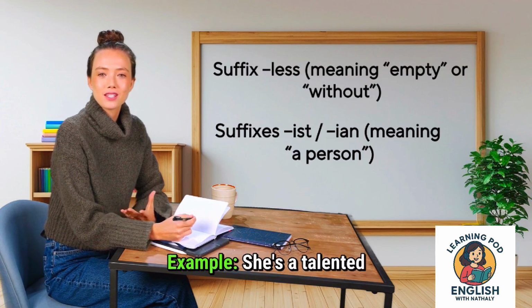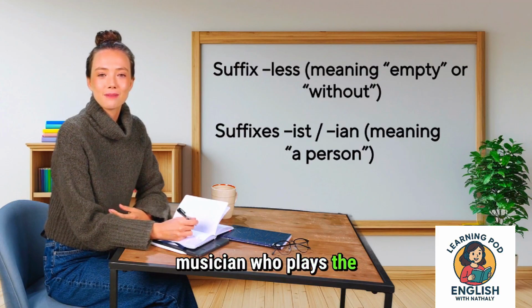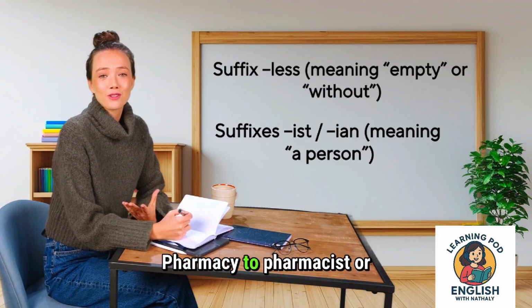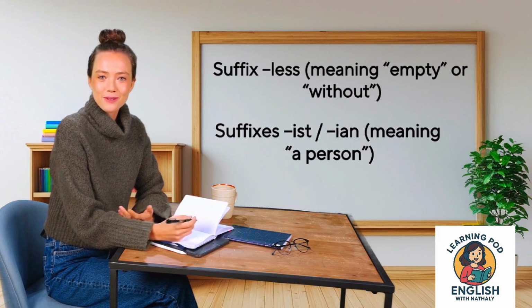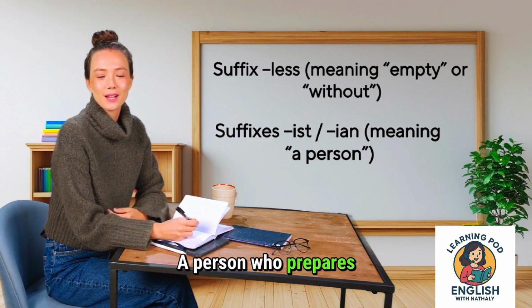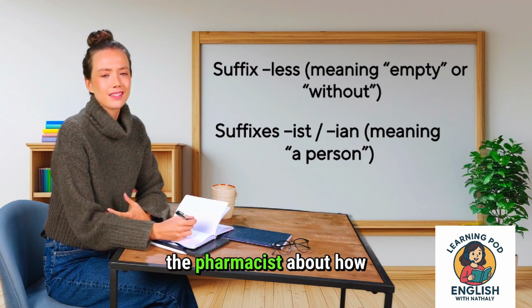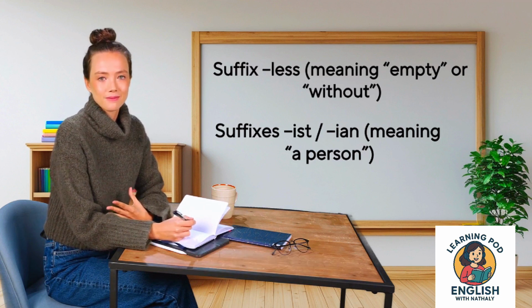Example: she's a talented musician who plays the piano. Pharmacy, pharmacist or pharmacien, a person who prepares and sells medicine. Example: you should ask the pharmacist about how to use this medicine safely.